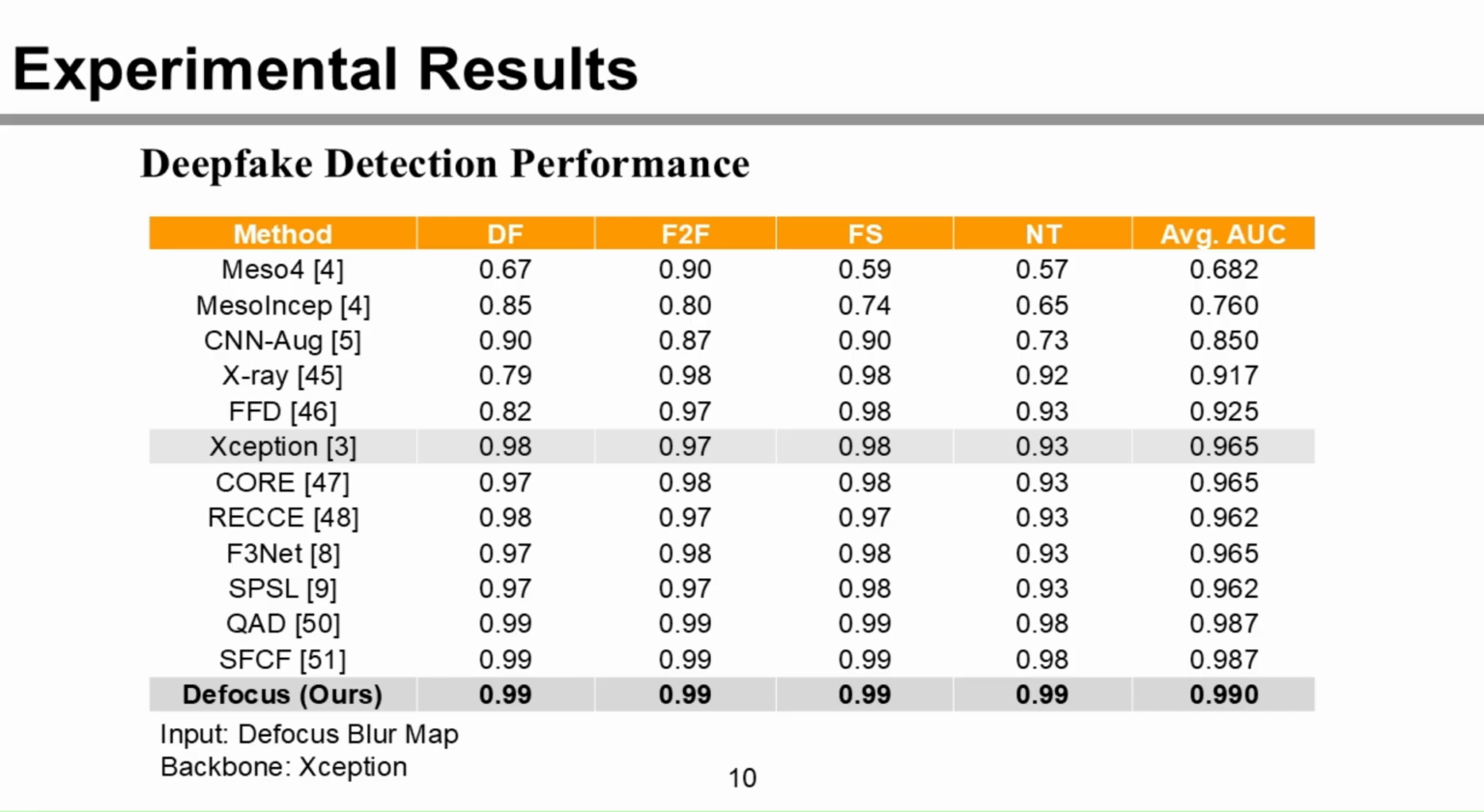This is the deepfake detection performance on the FF++ dataset. Our defocus-only model achieved an AUC of 0.99, outperforming the original RGB Xception net at 0.96. The key takeaway is that we use the same Xception backbone. We simply changed the 3-channel RGB with our 1-channel defocus map. Achieving higher performance with less information proves that the defocus map is a more powerful and compressed signal than RGB.